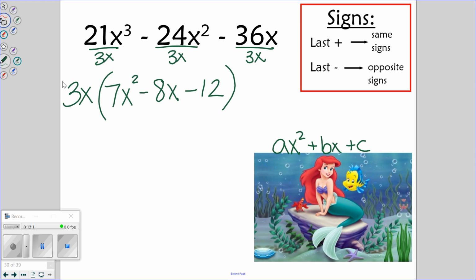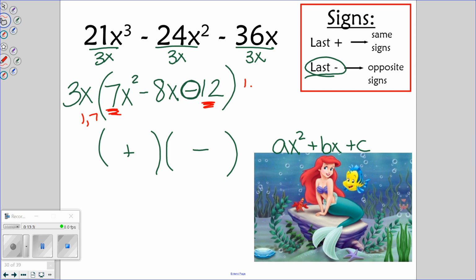Okay? All right, can I factor this further? Is it in the right form? An x squared, an x, a number. So I'm in the right form to try to factor further. My last one is negative, so they are opposite. One plus, one minus. All right, options for A. Options for C. Oh, we got some options here. Okay, I can handle this. So I got 1 and 7, so 1x and 7x. Don't forget your x's. 1 and 12, 2 and 6, 3 and 4. 2 and 6.